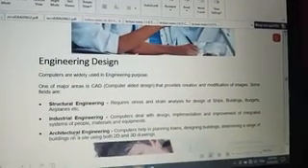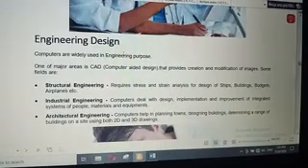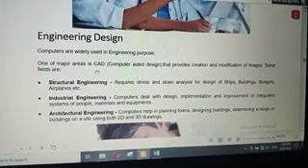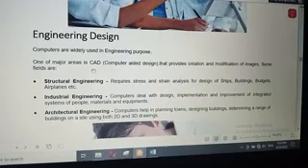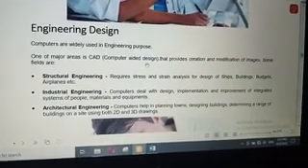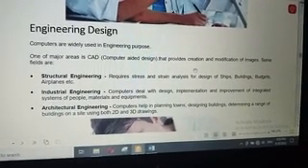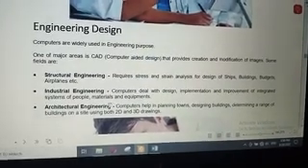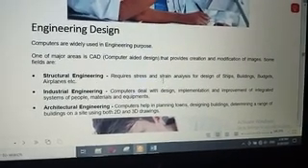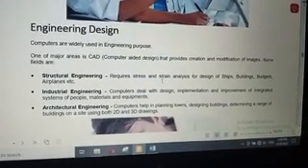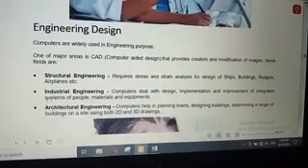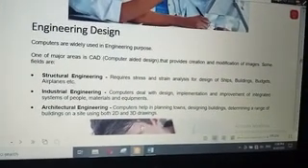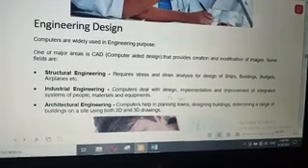Computer is also widely applied in engineering design. In engineering design, computers are widely used for engineering purposes. One of the major areas is computer-aided design, which provides creation and modification of images. Some fields are structural engineering, which uses a computer in the design of ships, buildings, bridges, airplanes; and industrial engineering, where computers deal with design, implementation, and improvement of integrated systems of people, materials, and equipment.